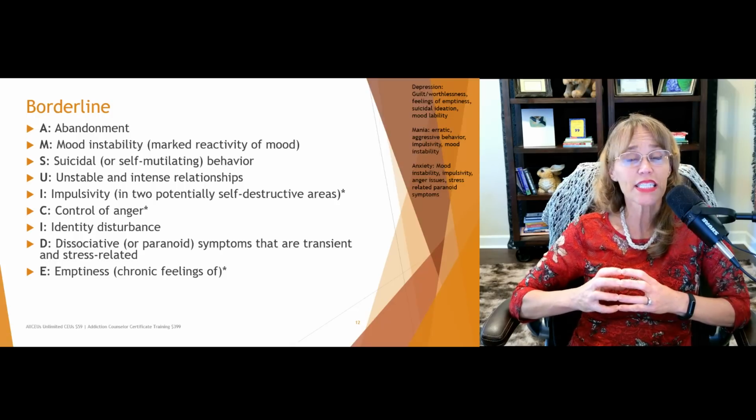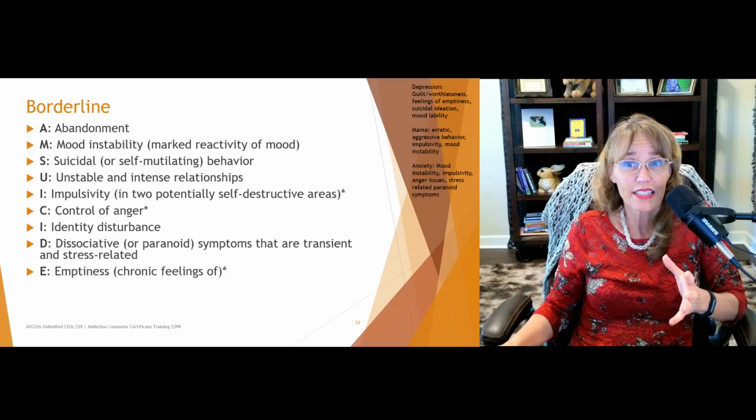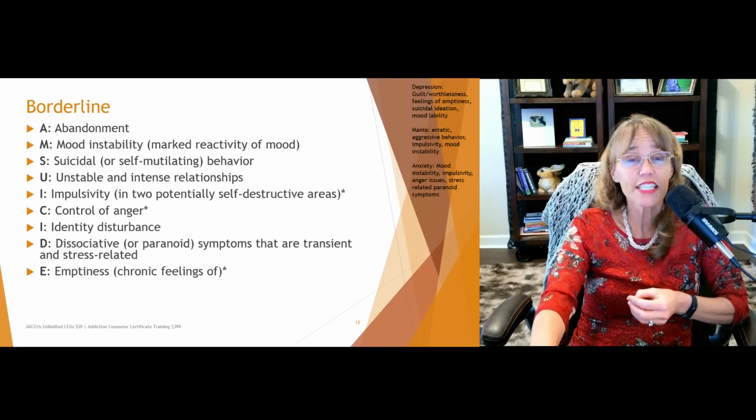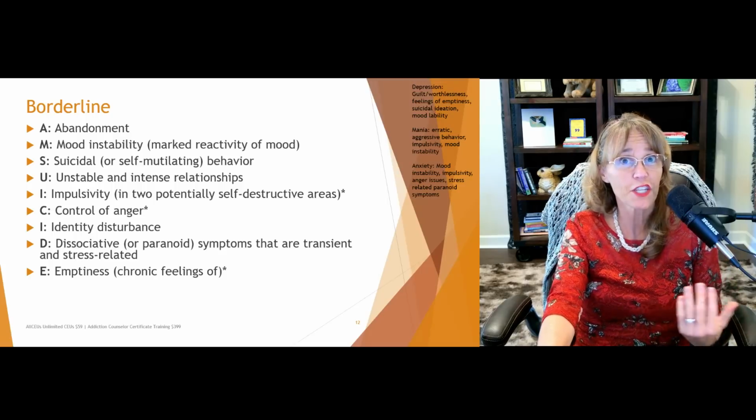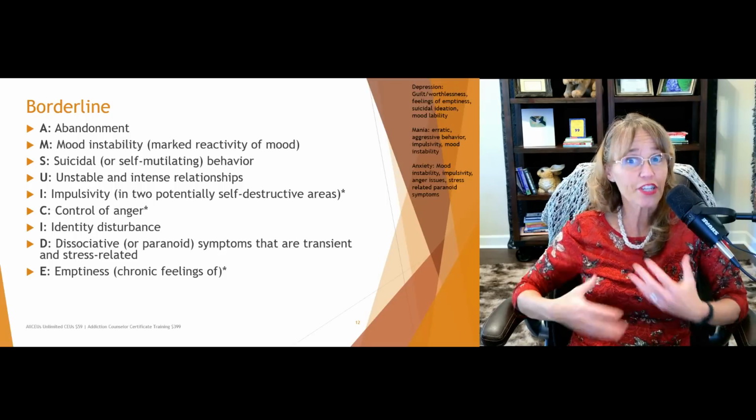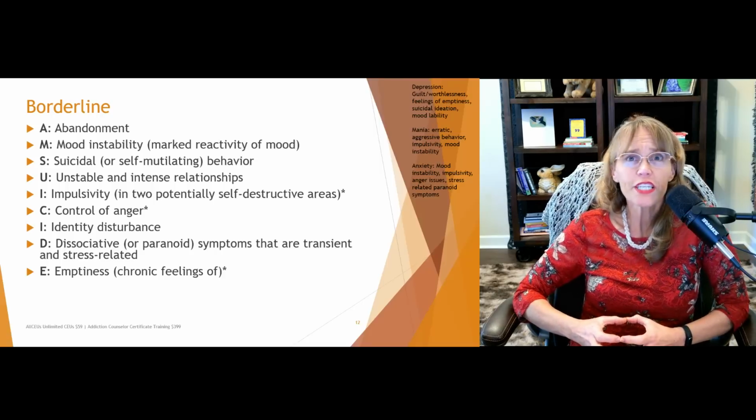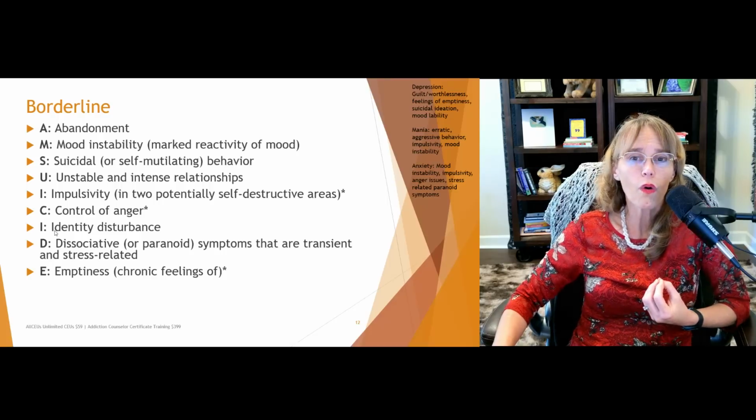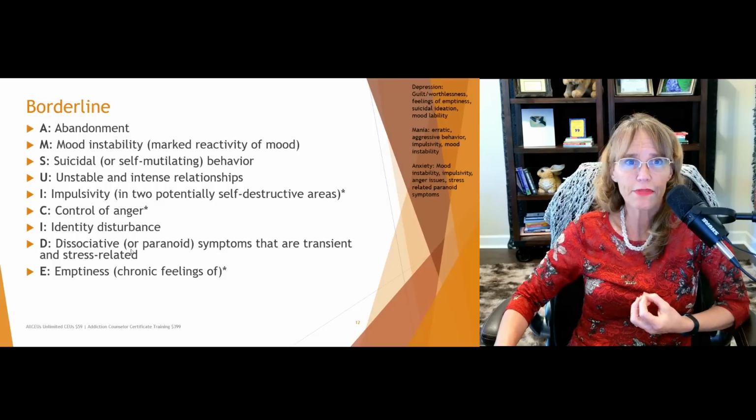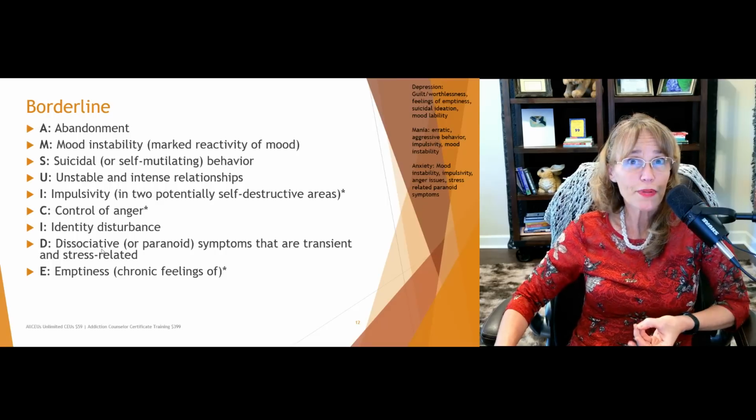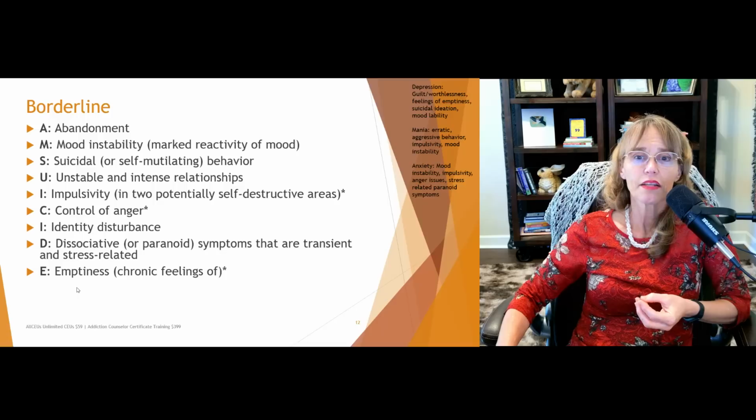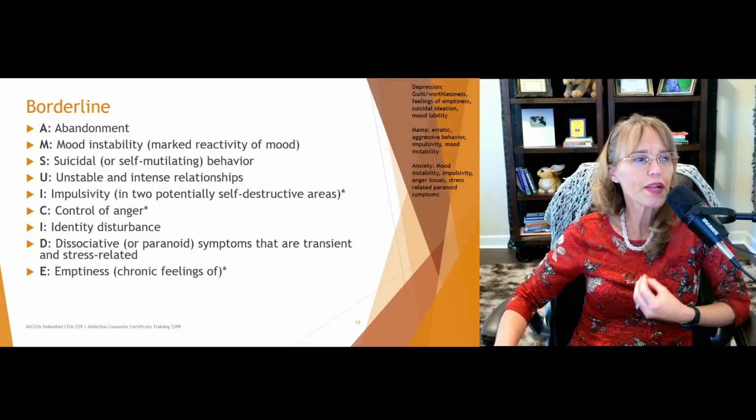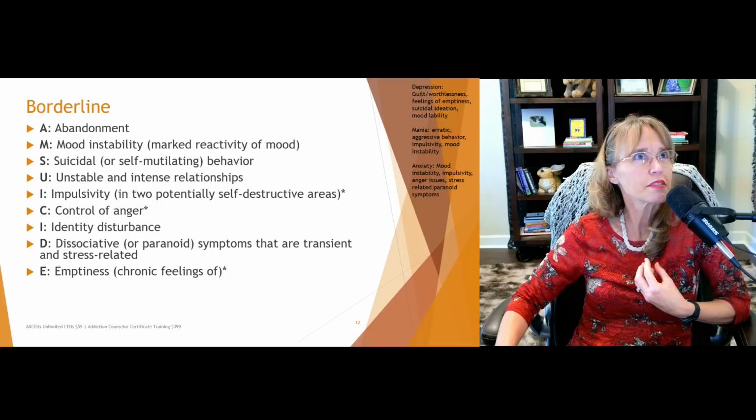They may have unstable and intense relationships in order to get by. They tend to be more impulsive in order to access their addiction of choice or protect themselves from getting found out, from having their addiction found out. They may have difficulty controlling anger when they're experiencing substances or detoxing from substances. They may have identity disturbances and the chronic feelings of emptiness because they feel like nobody understands who they are.